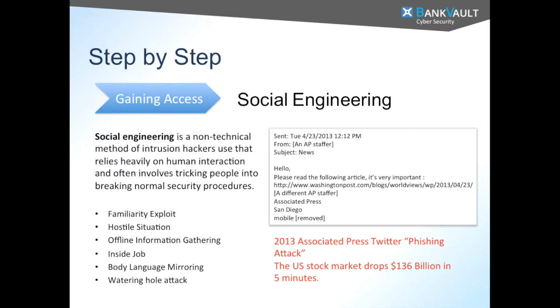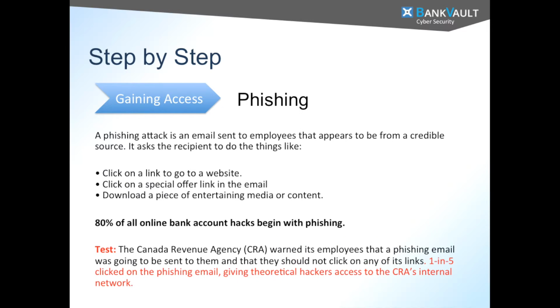And it just says, "Hi, username of the person who worked at the Associated Press. Please read the following article. It's really important." Then they give them a fake link to a WashingtonPost.com blog story. And that link, the act of clicking it, injected malware into the system and allowed the Twitter account to be hacked and compromised.